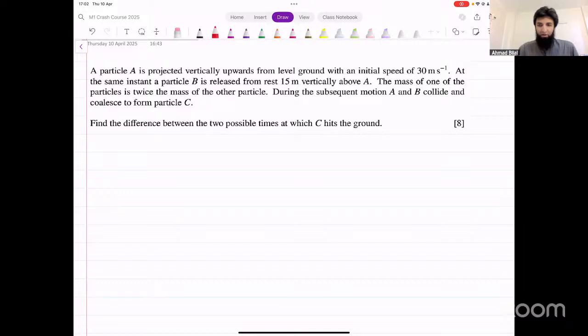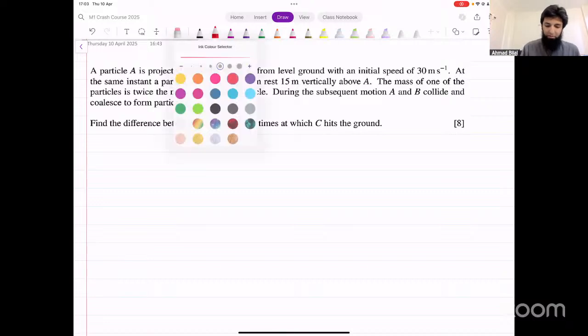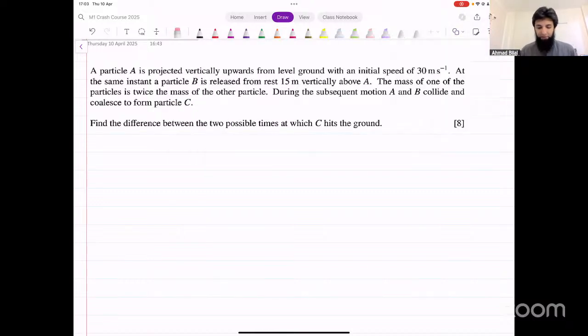A particle A is projected vertically upwards from level ground with an initial speed of 30 meters per second. Okay, let's represent it on this diagram. We have this horizontal ground, and a particle is projected at an initial speed of 30 meters per second. So this is how you're projecting it. At the same instant, there's another particle B that is released from rest 15 meters above this point O. This was A. It's projected vertically upwards. And there's another particle on top here.